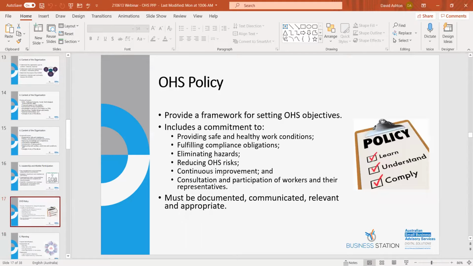So as part of this, you need to adopt a policy, generally a one-page statement of intent, which is what you're going to achieve from a safety point of view. It's also used for setting the objectives, which we'll talk about, but the policy needs to have a commitment to providing a safe and healthy work environment, fulfilling your compliance obligations, eliminating hazards, reducing risks, a commitment to continuous improvement, and consultation and participation of your employees. You've got to document that. You've got to communicate it to relevant and interested parties, and it's got to be relevant and appropriate to your business.